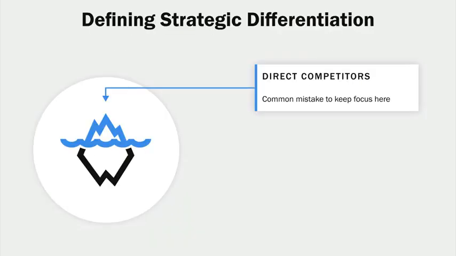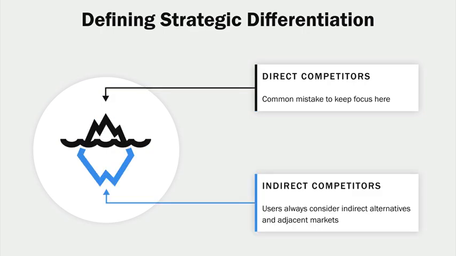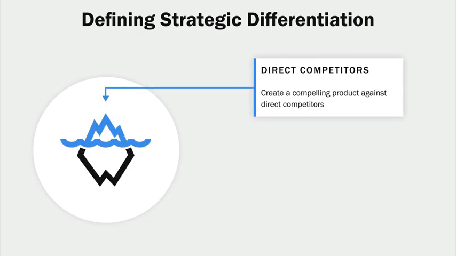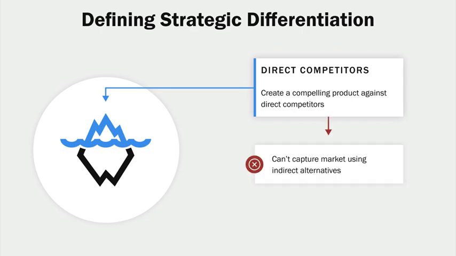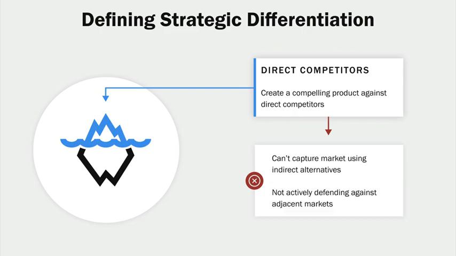When defining this dimension, the surface-level understanding most PMs stop at is to think only about their strategic differentiation against direct competitors. However, this misses the fact that there are often indirect alternatives users are always considering, as well as adjacent markets that are building into your functionality. As a result, you may end up creating a compelling product against direct competition, but not be compelling enough to capture another large market of users who are using indirect alternatives. Similarly, you may not be actively defending against encroaching adjacent markets.